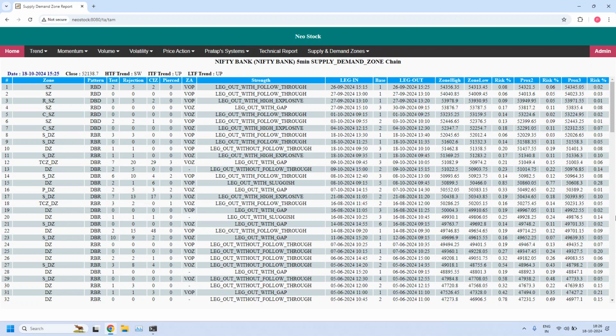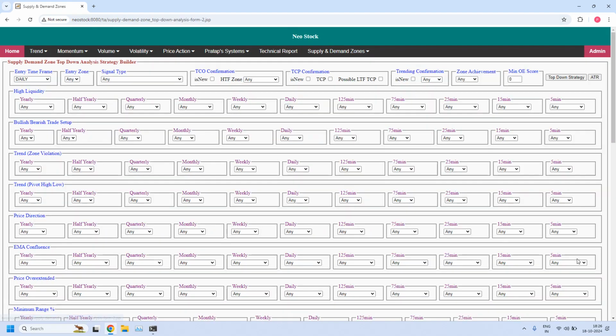So this is about the BANKNIFTY supply demand zone chain. With this, we completed both NIFTY and BANKNIFTY. The next set of reports are about bullish and bearish trade setups for monthly, weekly, daily and hourly income trades. First, let's start with the bullish trade setup for monthly income trade.